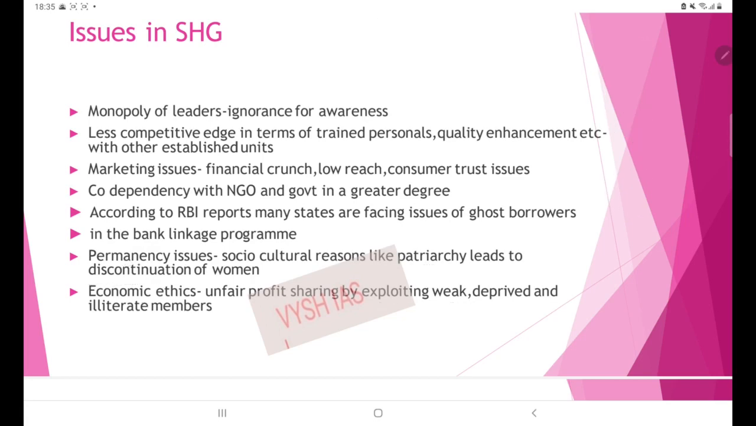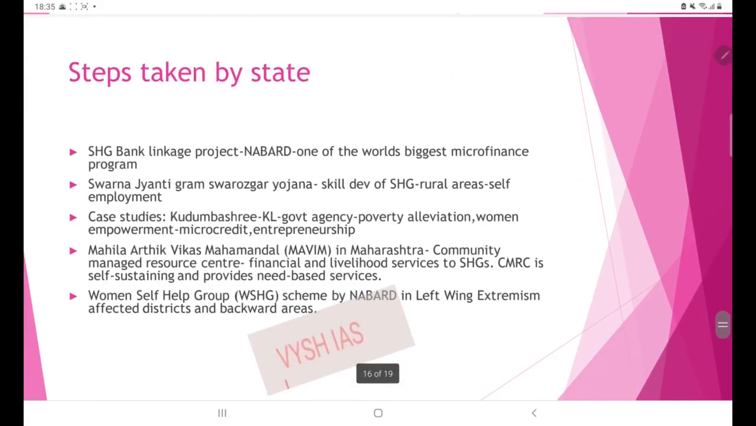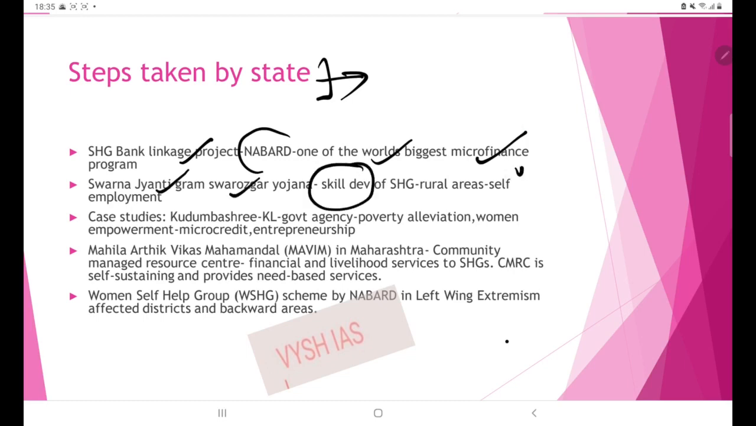Okay. Then next is the steps taken by the state for the betterment of SHGs. So first is the SHG bank linkage project by NABARD. Actually it is one of the world's biggest microfinance programs. Then next is Swarna Jayanti Gram Rozgar Yojana. It is dealing with the upgradation of skills of the SHG, so that they can become competitive. So it is like enhancing the self-employment potential.